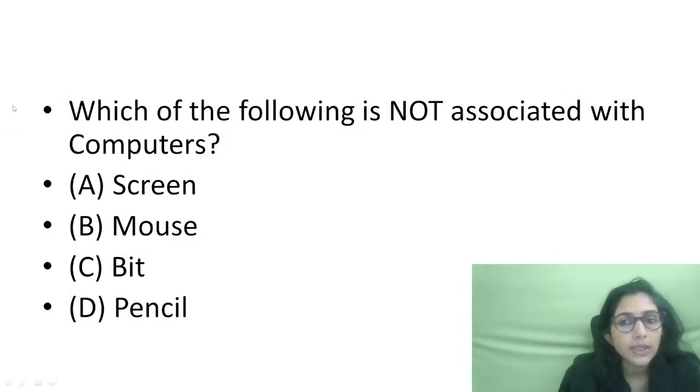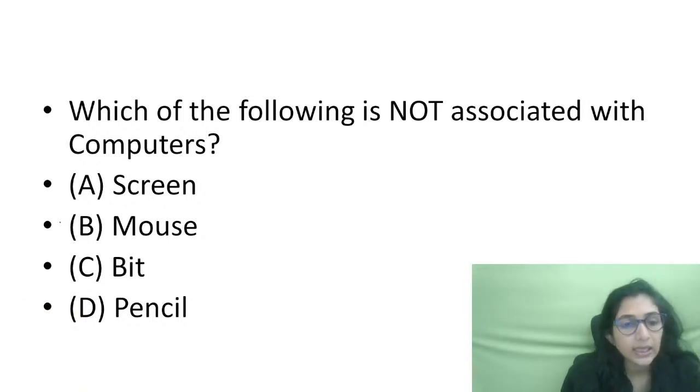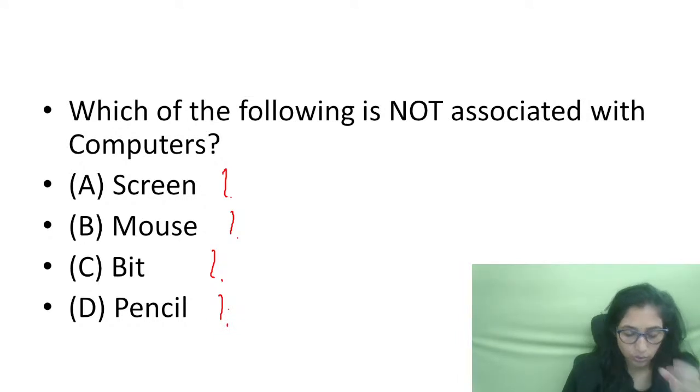Which of the following is not associated with computers? Is it screen, mouse, bit, pencil? There's no relationship between the two. Okay, so is it a screen or is it a mouse or is it a bit or is it a pencil? Yes, your time starts now. So Shrutika says D, pencil. Pencil is not associated.